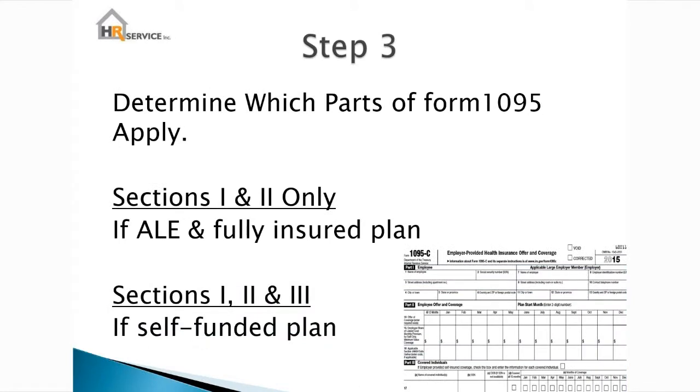Step 3 is determining which sections of 1095C to complete. Complete sections 1 and 2 if you're an applicable large employer with a fully insured plan. You complete all 3 sections, 1, 2, and 3, if you offer a self-funded plan.